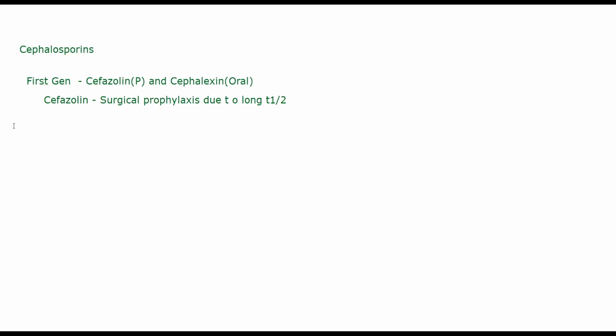Now that is about first gen. Coming to second generation cephalosporins, your main drugs in this will be cefuroxime, which is parenteral, and we have cefaclor, which is oral. Now in parenteral, you will also have cefotetan and cefoxitin. Those two are specifically very good as anti-anaerobic drugs.